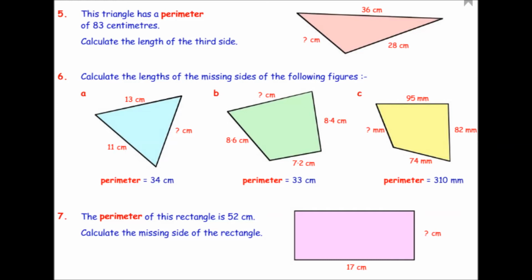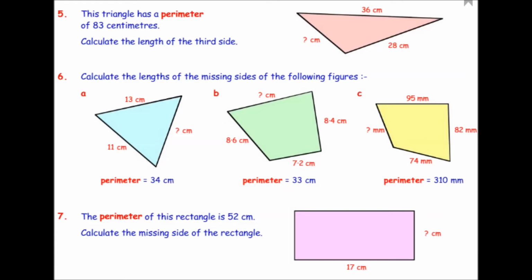So, 36, add 28, add x equals 83. So the first thing I would do is add together 36 and 28, which is 64. So 64 add x equals 83. So x is 83, take away 64. And that is a sum you can do. And that will get you x.